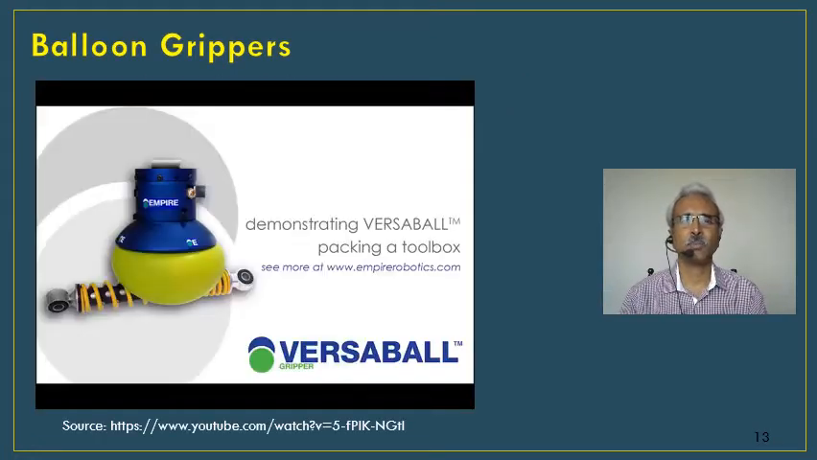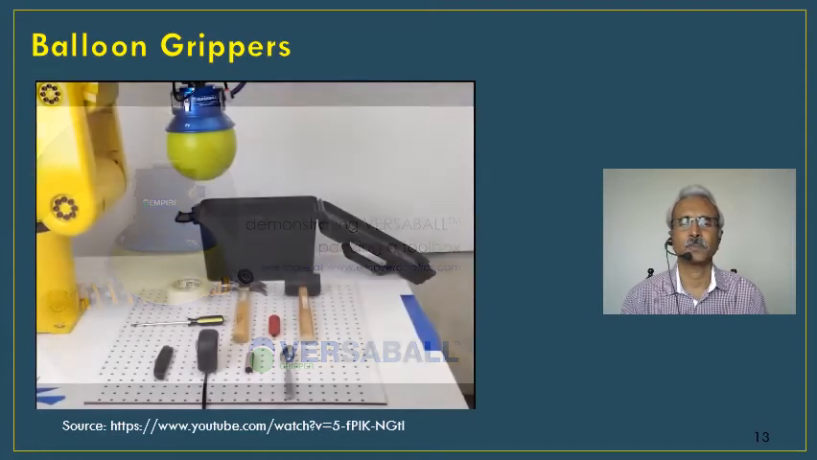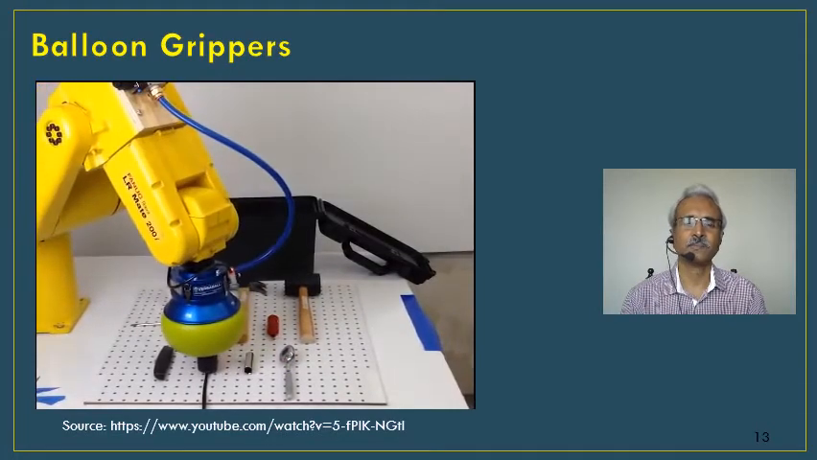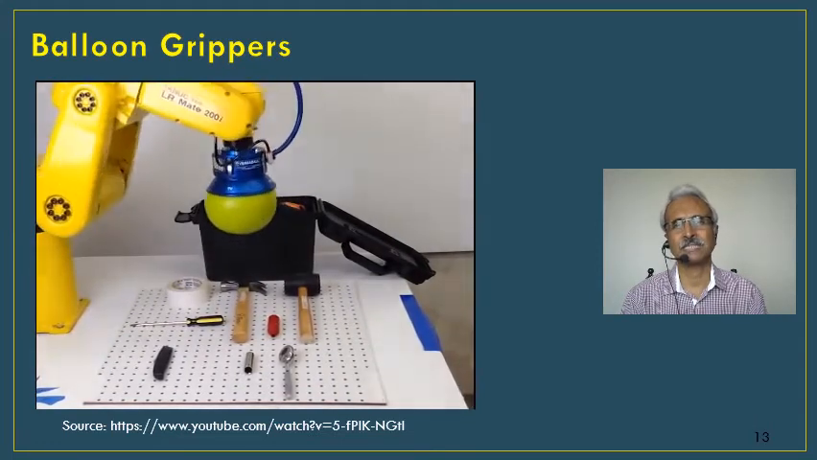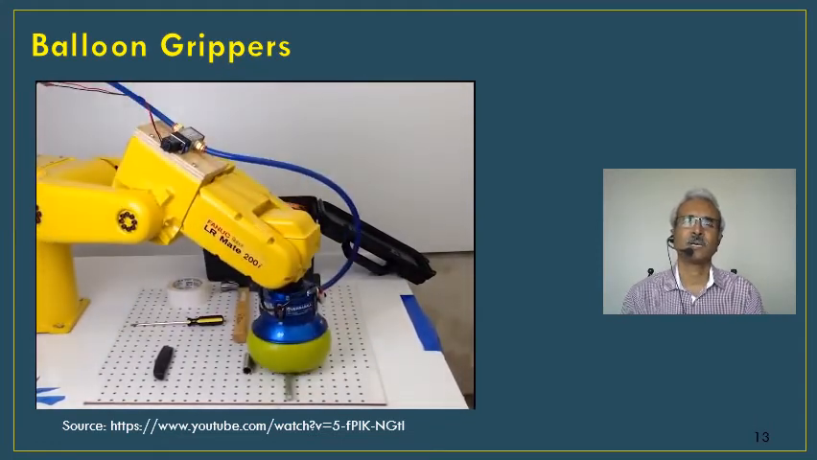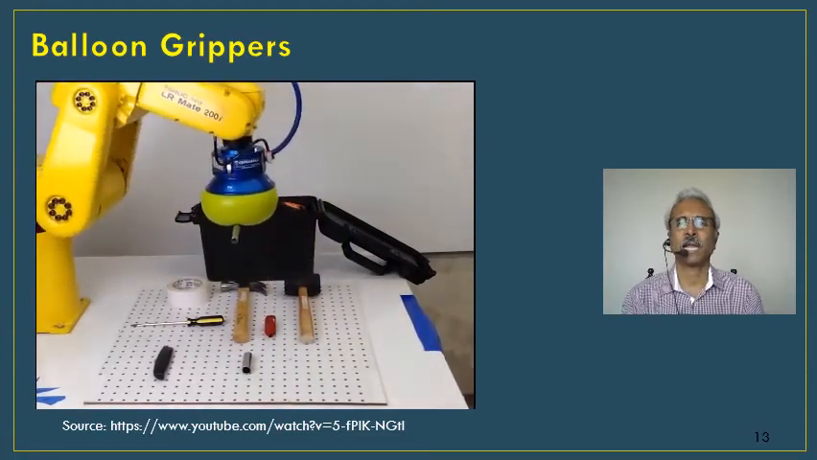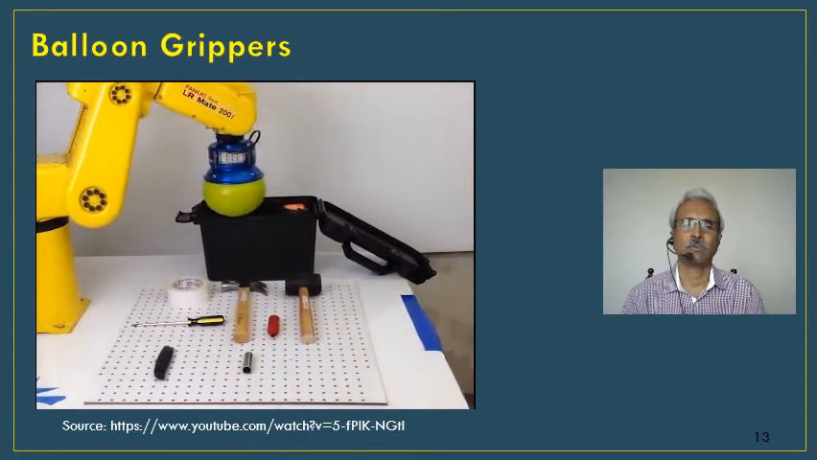So I'll play a small video here. Right, it's a balloon gripper. So here you can see, of course, basically this robot is trying to pick small components and pack them into a toolbox. You can see the flexibility of the gripper. Right, the components are of different sizes and shapes. The single gripper is able to handle it. So that is the advantage of balloon grippers.